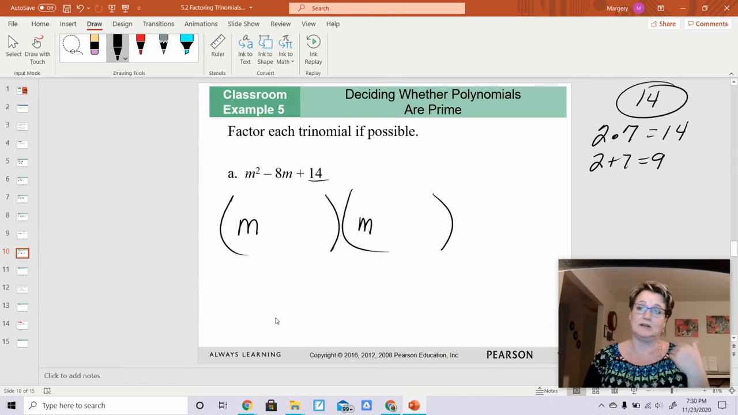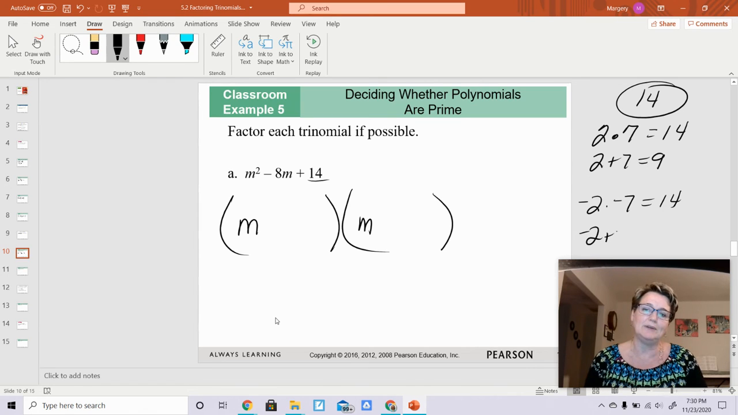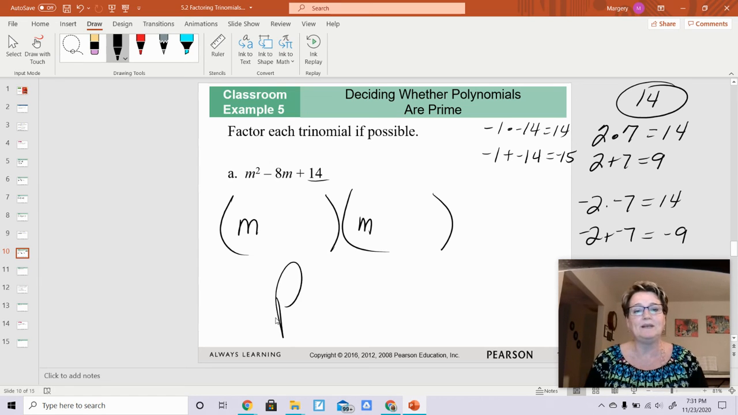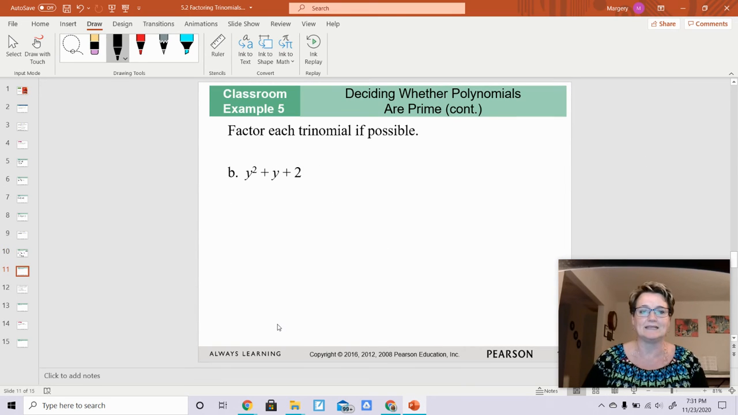That is not the middle term. I know that negative 2 times negative 7 is 14, but negative 2 plus negative 7 is negative 9. That's not my middle term. I also know that negative 1 times negative 14 is 14, and negative 1 plus negative 14 is negative 15. That is not my middle term. So this would be known as prime. It's not factorable. Okay, let's go to the next one.